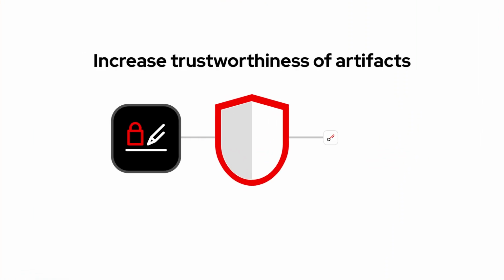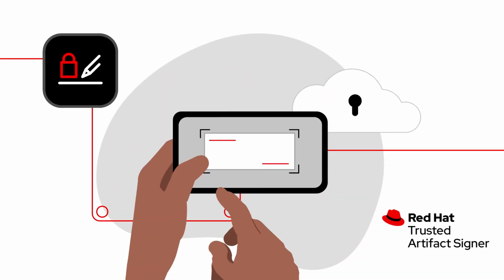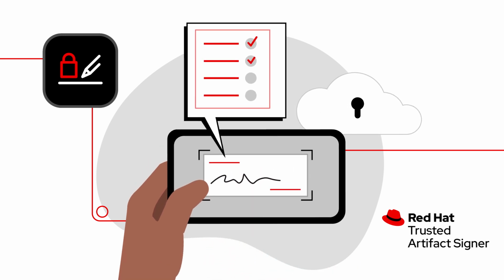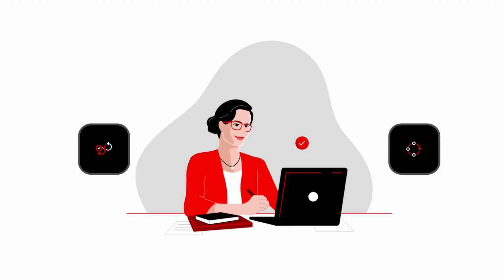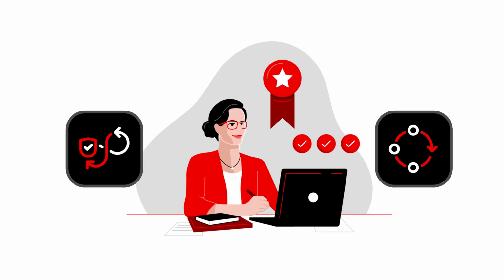Increase trustworthiness of artifacts using cryptographic signing and a keyless certificate authority. Tamper-proof code with an immutable ledger and transparency logs for a non-repudiable audit trail, ensuring integrity and authenticity of the software supply chain. Verify pipeline compliance as you continuously deploy as code to an auditable, immutable state.